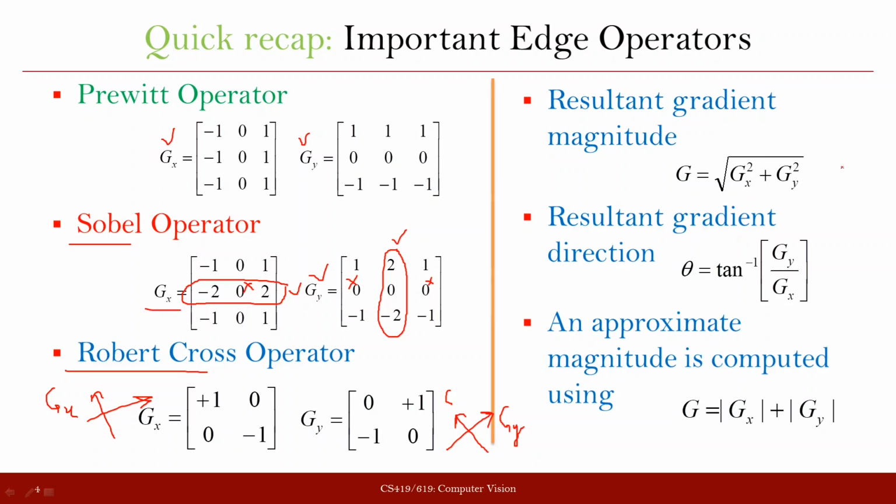Okay, and in all these three operators, once we get the gx and gy, we can calculate the magnitude of the edge by using this formula. We can compute the direction of the gradient by using this formula. And to compute the gradient, we can use this simplified equation, which is, in some sense, the approximation of this first equation. So by just adding the magnitude of the gradient in x direction and y direction, we can also approximate the overall magnitude of the edge.